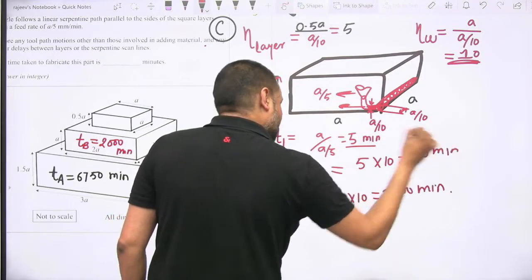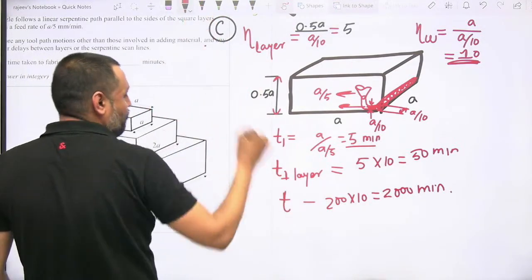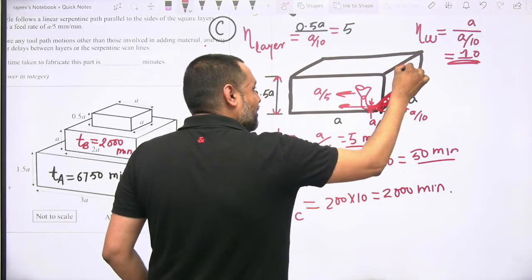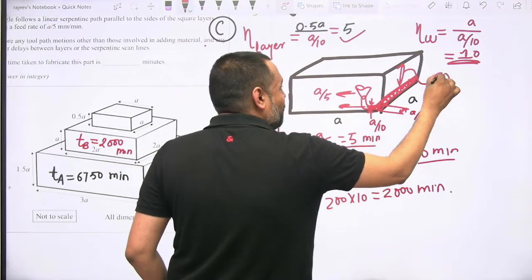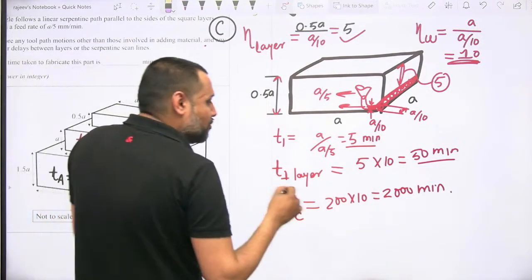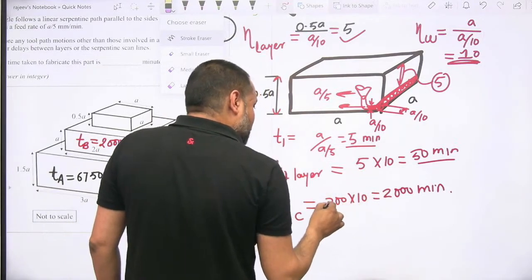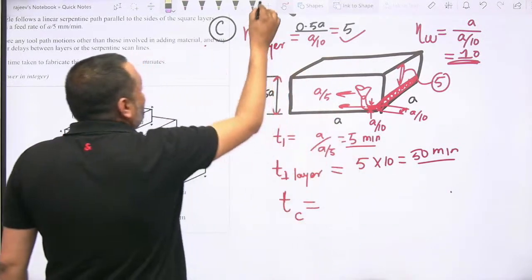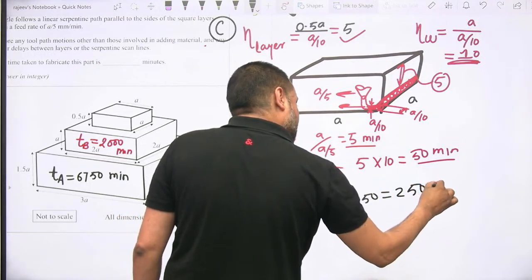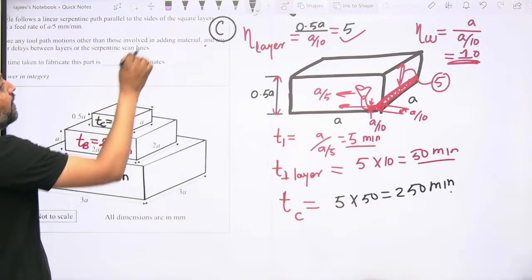And thereafter, the total time taken for making block C you can easily find now, similar to the last one. It is 50 minutes for making one layer, and we have already found that 5 layers are required: 1, 2, 3, 4, 5 layers. So the total time taken will be equal to 5 into 50. So TC will be equal to 250 minutes, and that's how you got TC, 250 minutes.